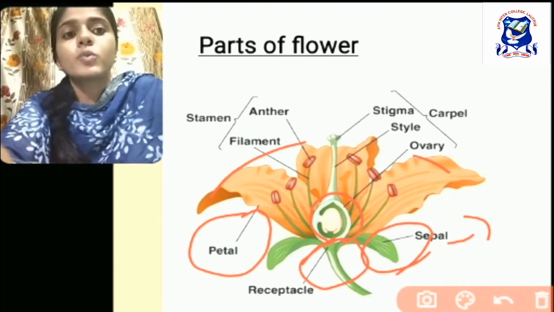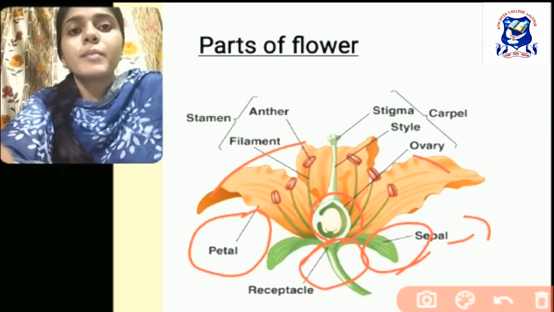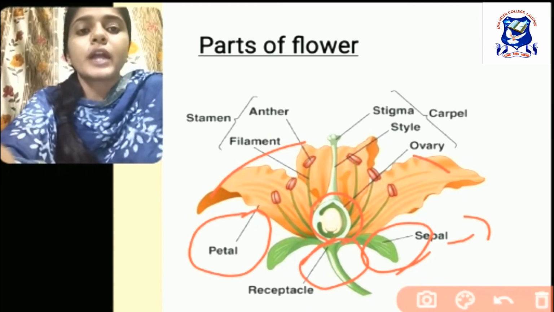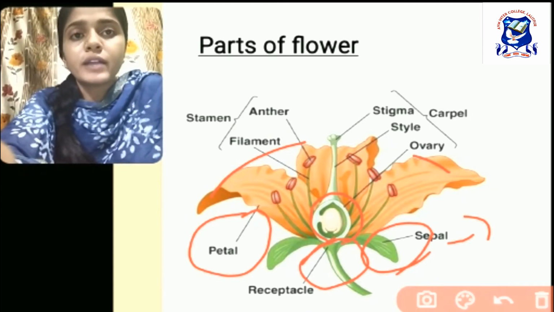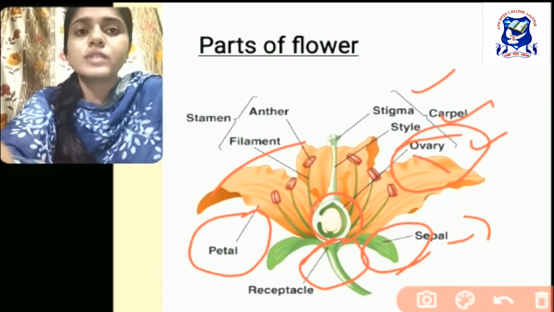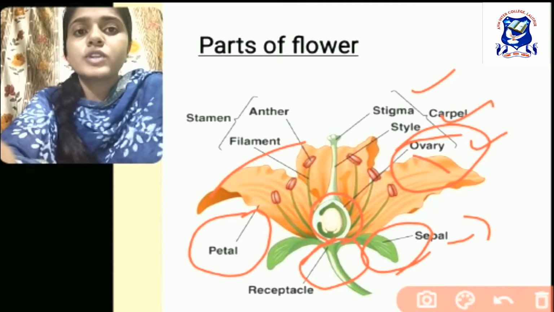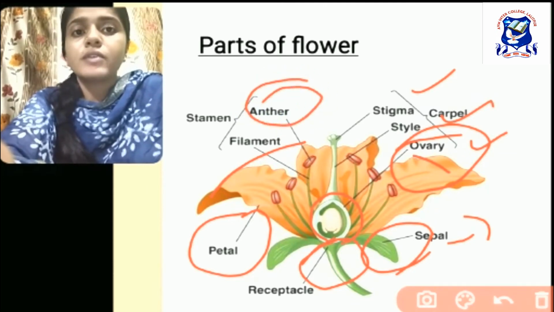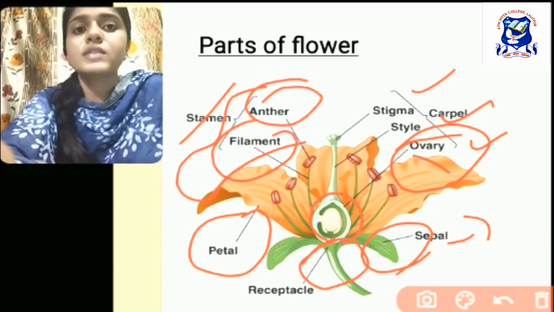Now come the two parts, that is gynoecium and androecium. Gynoecium is the female reproductive part which includes stigma, style and ovary. Inside the ovary, ovules are present. Now androecium includes anther and filament together, which is known as stamen.